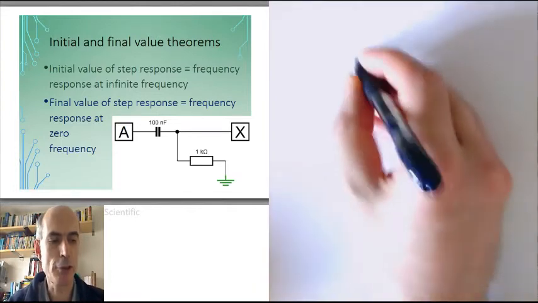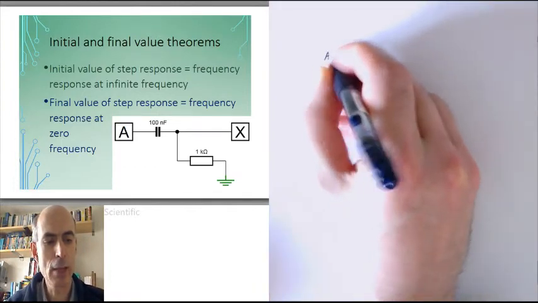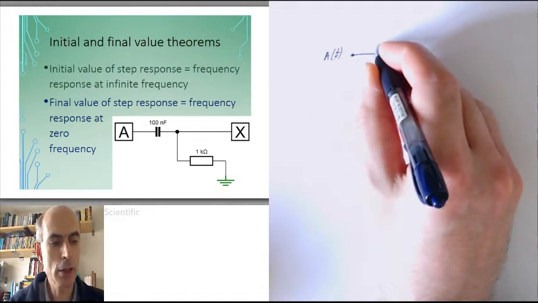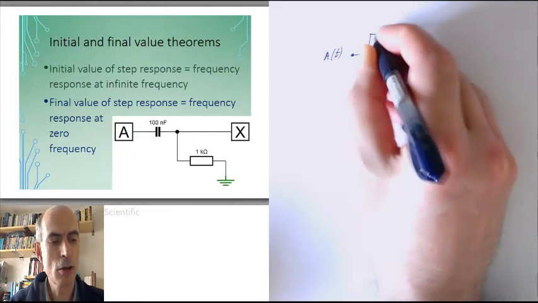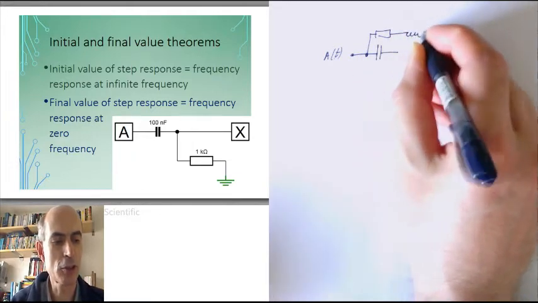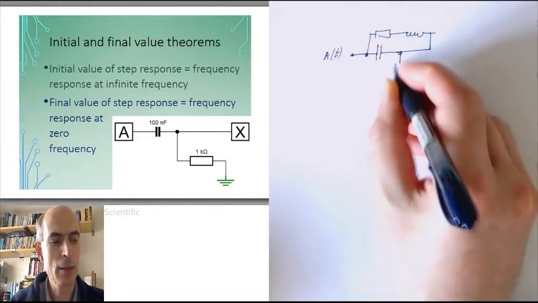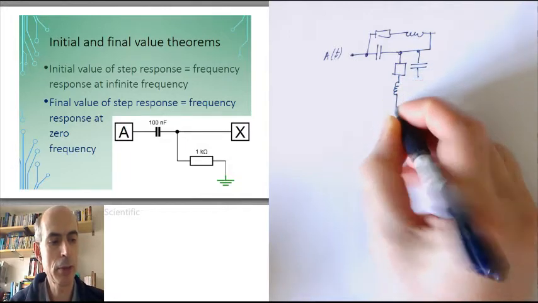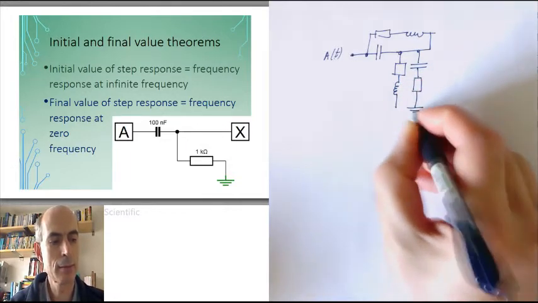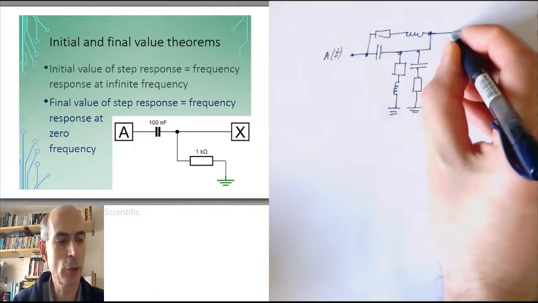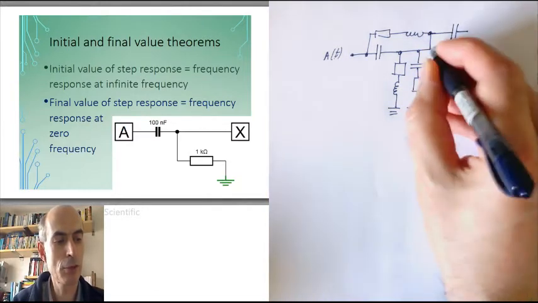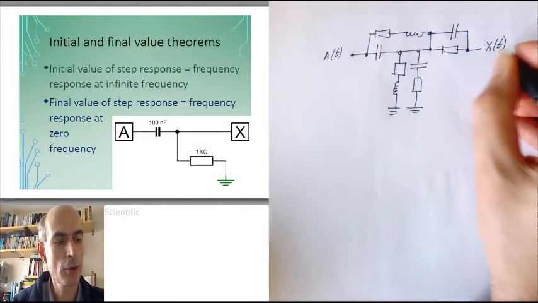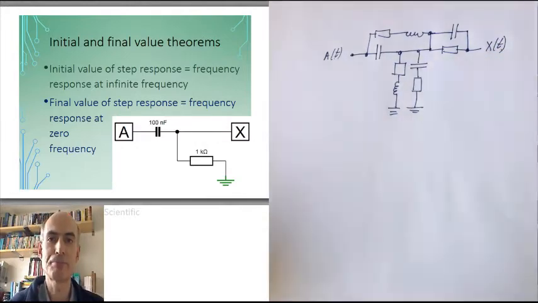Supposing we have a circuit with an input here, A of t, which is going to be our unit step, and that goes into a network which is some combination of resistors and inductors and capacitors. I'm drawing one that's intentionally rather complicated, and more complicated than any one that we're going to be working with. But let's suppose we've got something like that, and we want to find out the step response of this network.